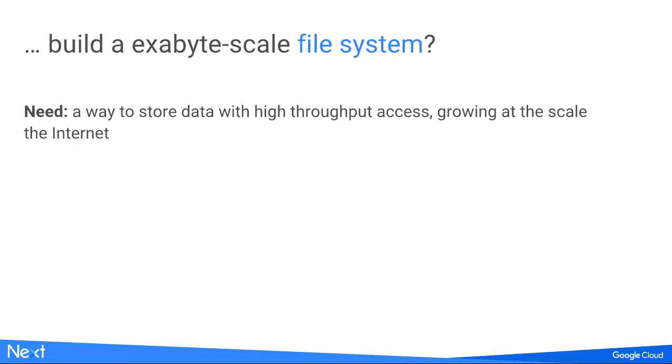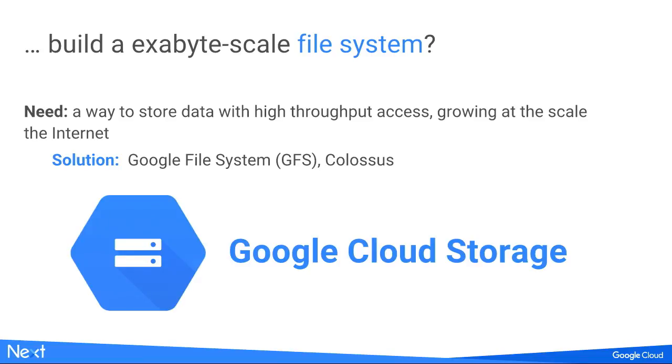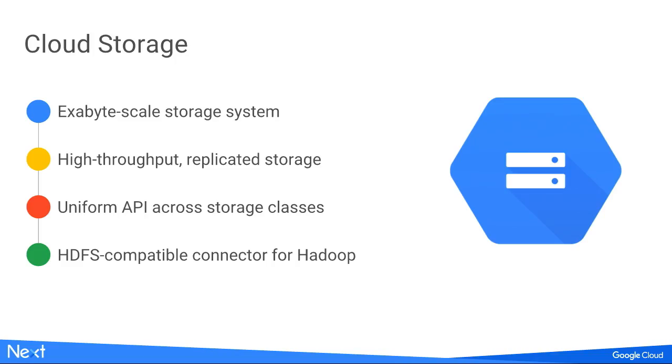We also needed to have a file system that would scale to the growing needs of the internet. And so what we started off was, we built Google File System, and then we've upgraded that with Colossus. And today we offer that as a service as Google Cloud Storage. Google Cloud Storage is an exabyte-scale storage system. It provides high throughput, it provides replicated storage across regional and multi-regional modes.